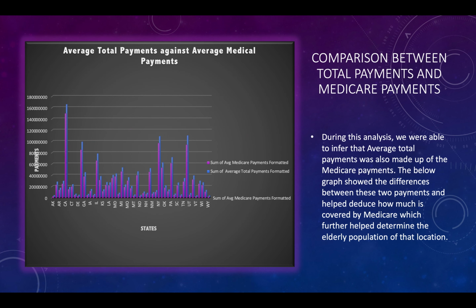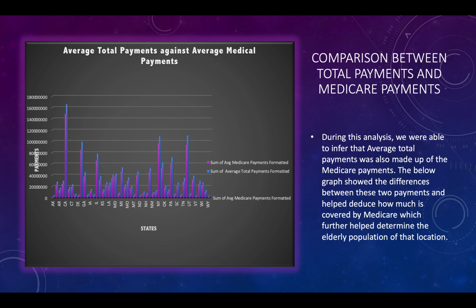And then after that, I did a comparison between total payments and the average Medicare payments. So basically, first of all, total payments is just an inclusion of the Medicare payments and the personal money that the patients would pay. And so I was trying to look at how much Medicare is willing to cover for patients. And obviously, as you know, those patients have to be 65 and above.